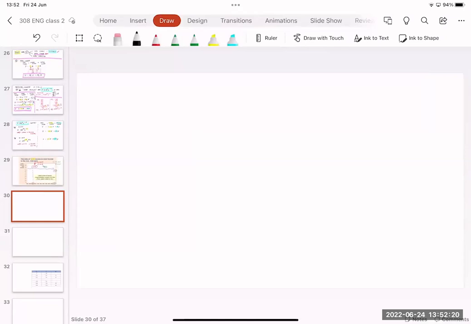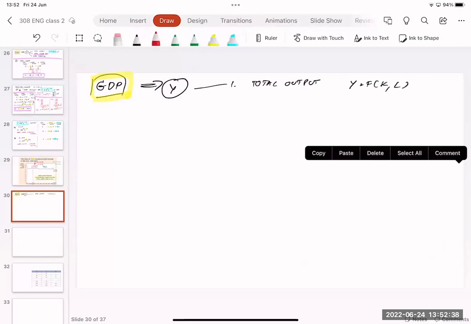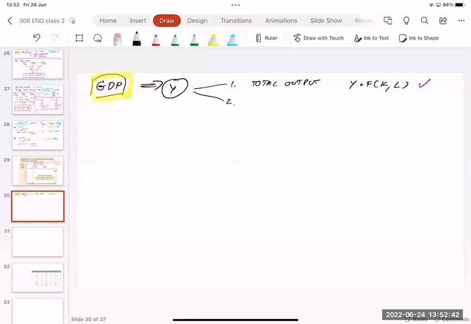Come back to the GDP. GDP, we focus a lot in macro. We're using the variable Y. Variable Y has many meanings. The first one is total output, and then you have the equation Y equals a function of K and L. This one, done. The second meaning, Y as total income. You have the equation Y equals WL plus RK. Done.